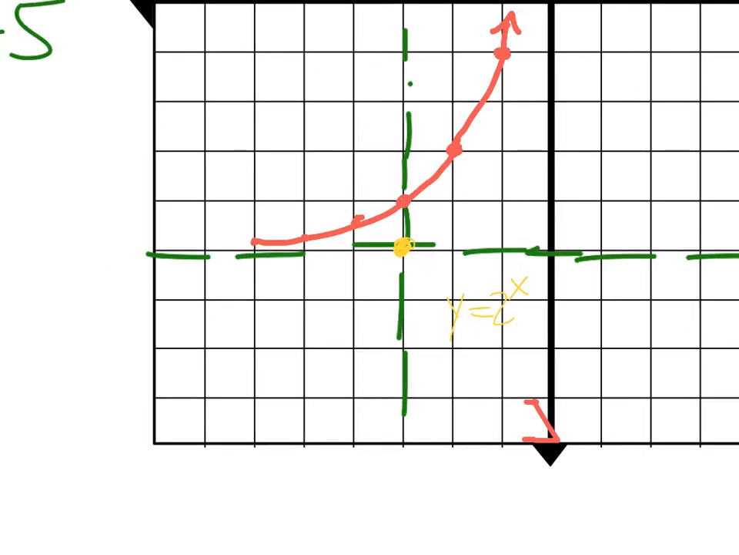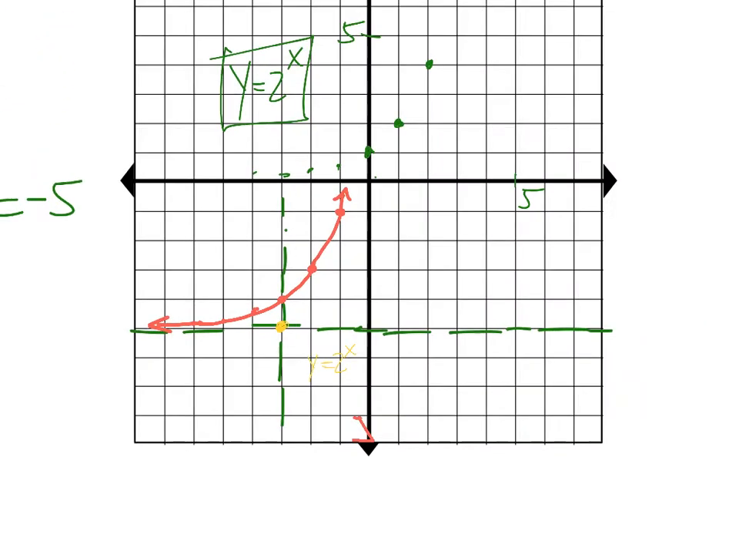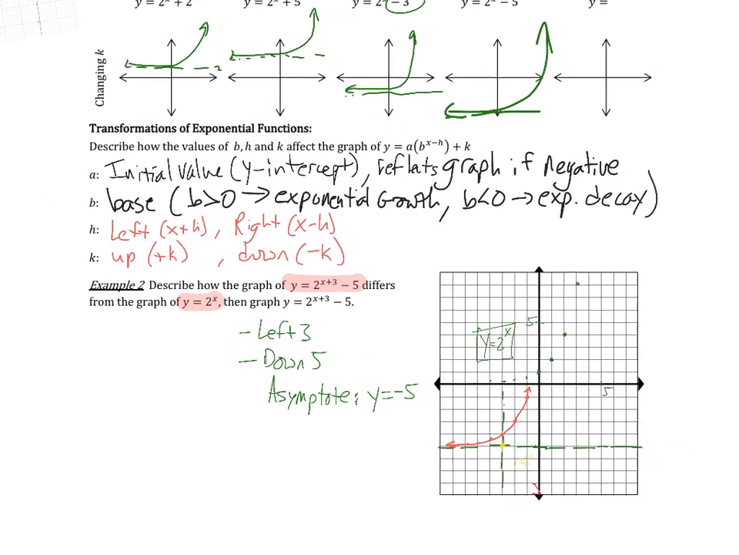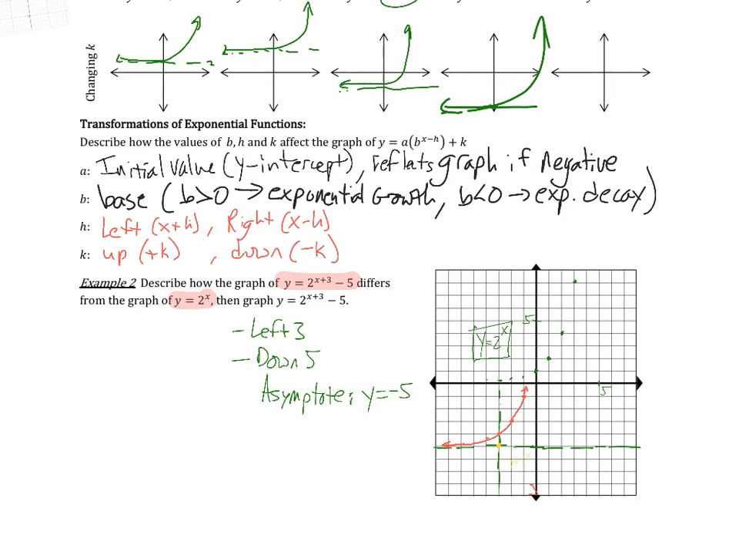So all we did was re-center the graph. Using what we know about how it moved, I took this shape that I'm familiar with, and instead of centering on (0, 0), I centered on this point down here, which is left 3, down 5. And there we are. Always draw in the asymptote. That's how those transformations can help us get another graph pretty quickly and easily.